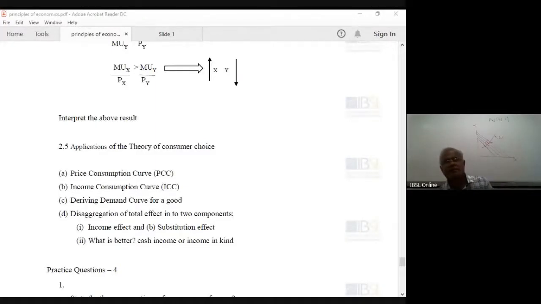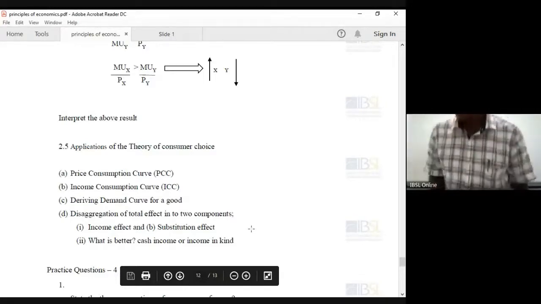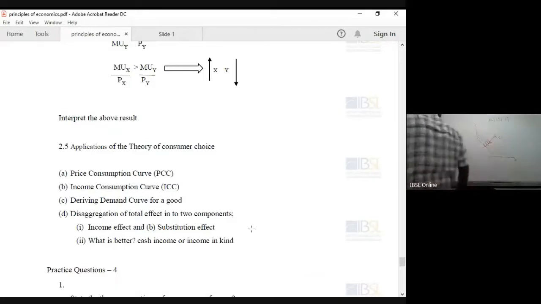Right. Now we are going to discuss a very important concept, deriving the demand curve for a good, because it is one of the important applications. Now I want to draw this diagram carefully. I'm going to draw two diagrams. Please take down that.